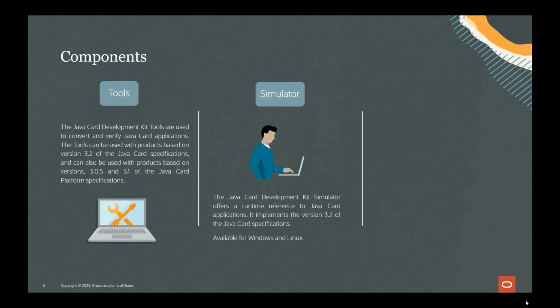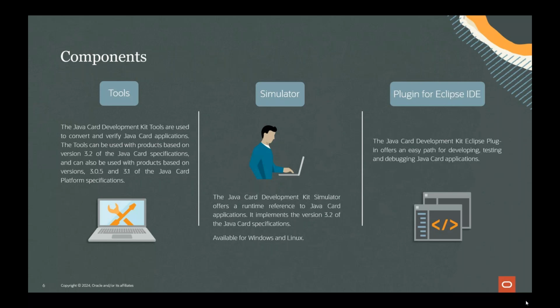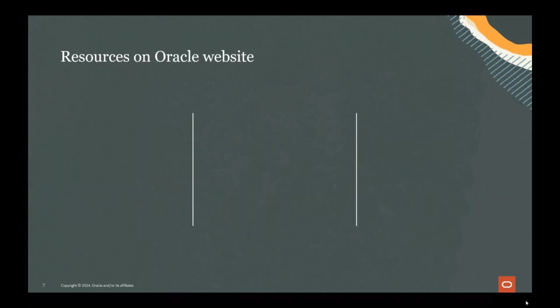Then the simulator. This is a standalone application available for both Windows and Linux. It provides a runtime environment to execute JavaCard applications. And the third component, the Eclipse IDE plugin, makes it easy to develop, test, and debug JavaCard applications. The Eclipse ecosystem is robust and well maintained, offering many additional plugins that can be reused alongside the one we provide in the kit. So where to find those components?